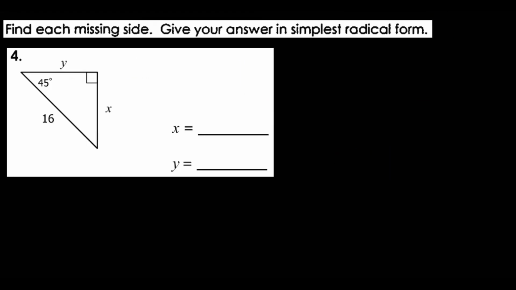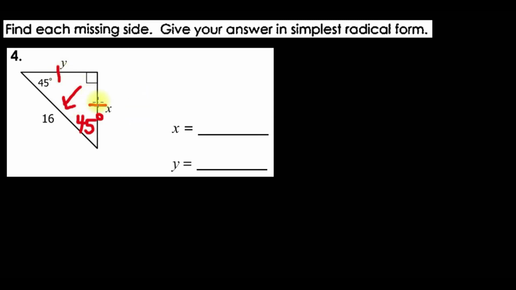Okay, so let's take a look at another example here. Here we're finding the missing side given a special right triangle. This time it's a 45, 45, 90 special right triangle. The side that's opposite from the 45 is x, so we're looking for this side, and we're looking for the side that's opposite from the other 45 degree angle, which is y. And we're given the hypotenuse. So the 16 is the hypotenuse.